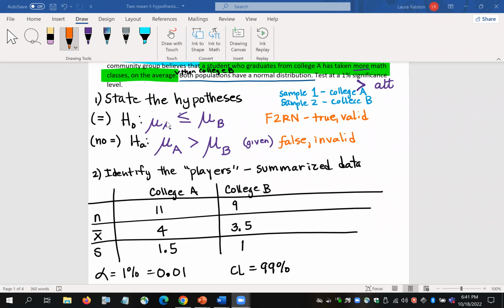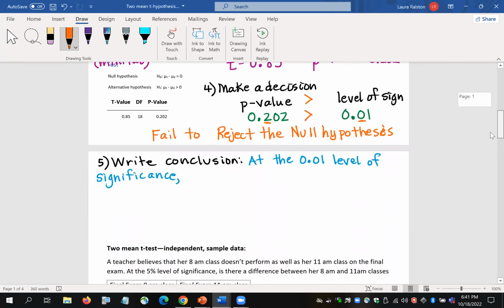Okay, so again, the p-value is greater than alpha, and so I should have failed to reject the null, which means the null is true. And the null says that a student who graduates from college A has taken less math than those at college B. Okay, so let me scroll back down here where I can write my conclusion.